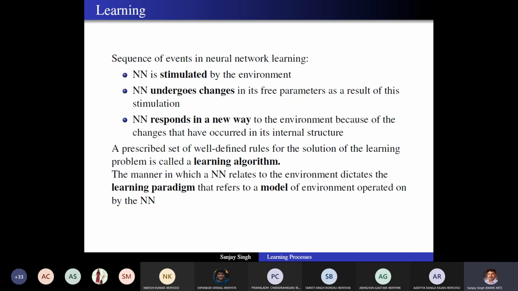We'll see that. Also, the manner in which a neural network relates to the environment dictates the learning paradigm, that refers to a model of the environment operated by the neural network. So the point to be noted: the manner in which the neural network relates to the environment dictates the learning paradigm. It means how it is responding and learning from the environment, which is a completely different way of learning.